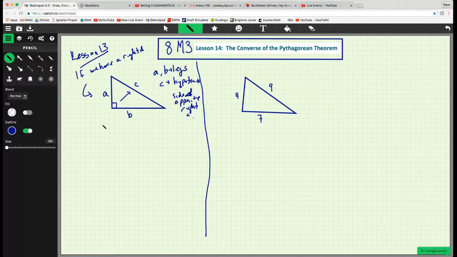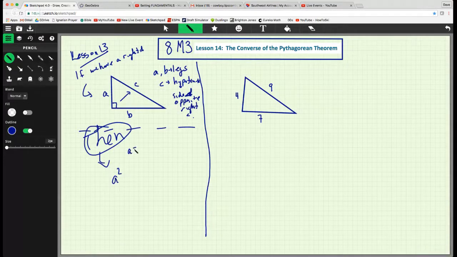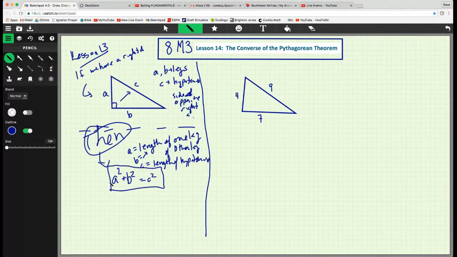Always the side opposite. If this is all set up for us, then A, which is equal to the length of one leg, and B is equal to the length of the other leg. So A squared, you have to square that side, plus B squared, the length of the other side, is equal to C squared, the length of the hypotenuse. Right, and this is important.